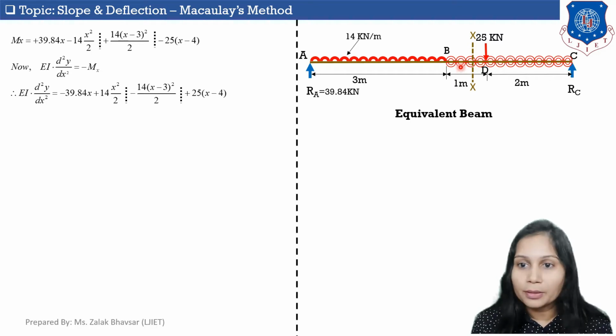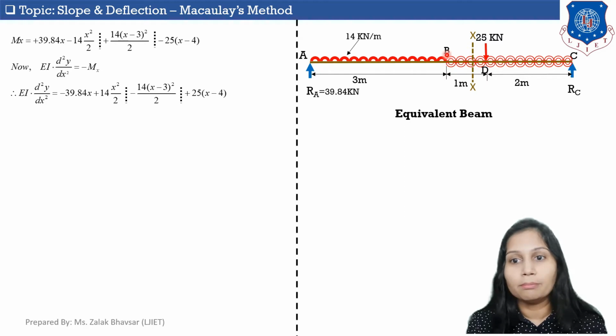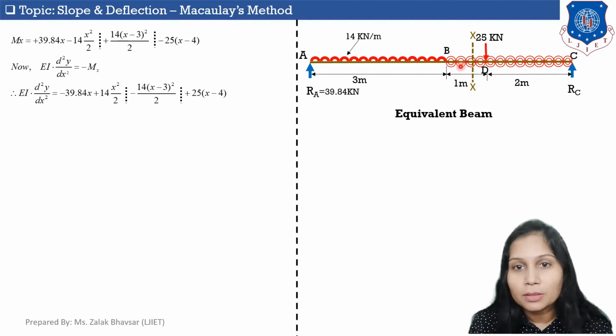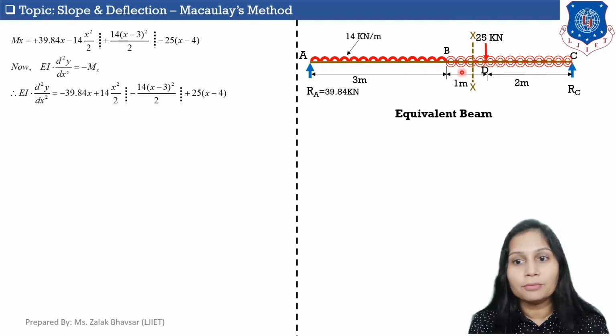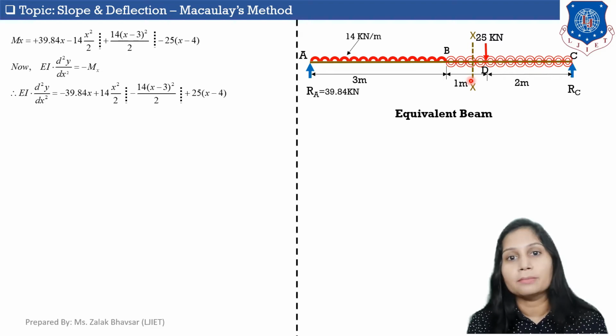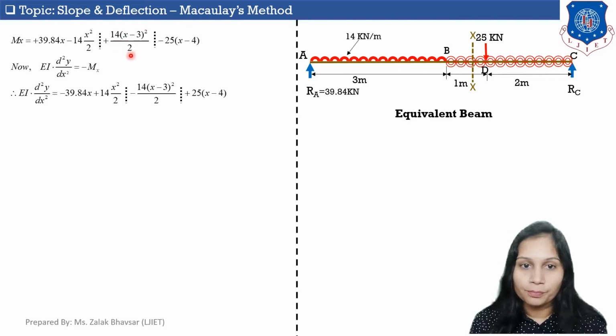The moment of this upward UDL about this section line XX will be 14 into the length of the UDL. Now the length of this UDL is between B and this XX line, which is equal to x minus 3. So the moment of this UDL about this XX line will be 14 into (x minus 3) into (x minus 3) by 2. So we can say that it is 14 into (x minus 3) square by 2.